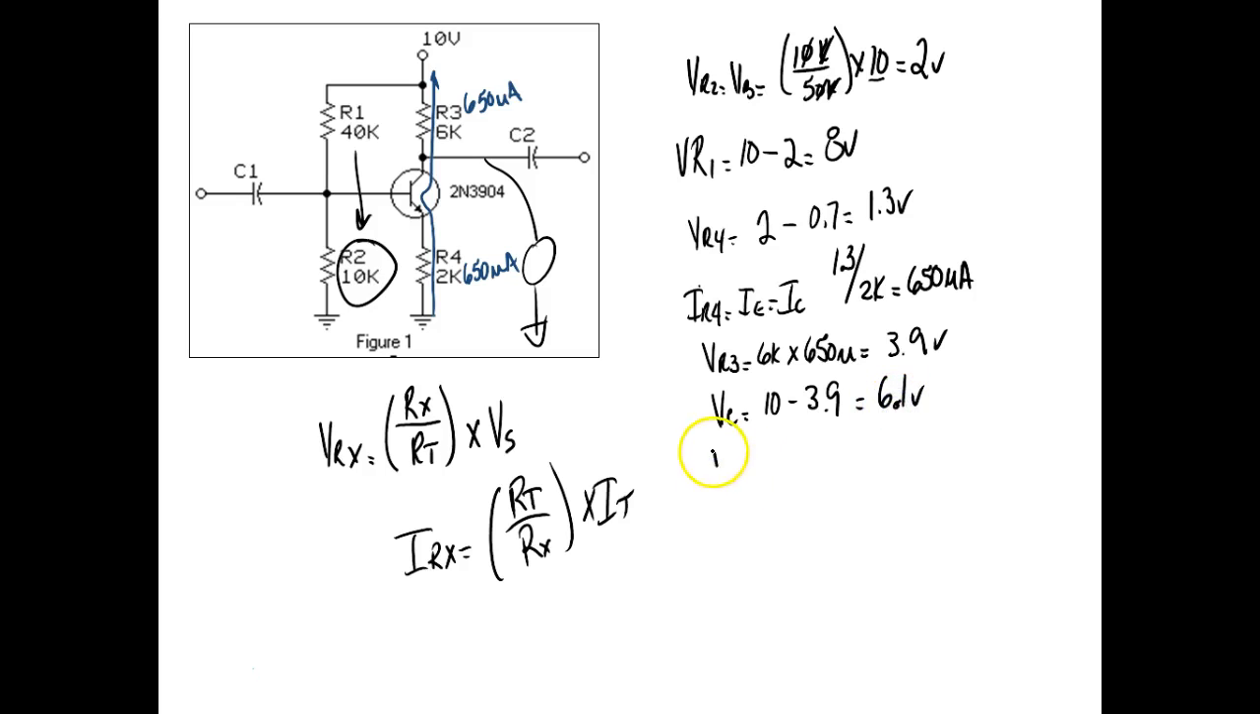Then I can calculate VCE. VCE is very, very important because it tells us the region the transistor is operating in. So I'm going to take what's on my collector. What's on my collector? 6.1. What's on my emitter? My emitter is 1.3 volts. And this gives me my voltage collector to emitter.